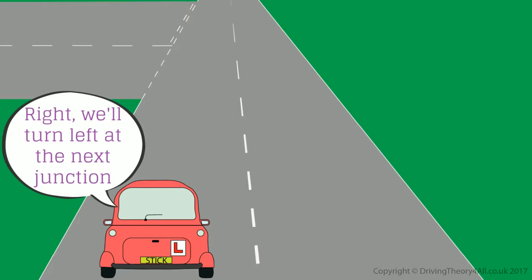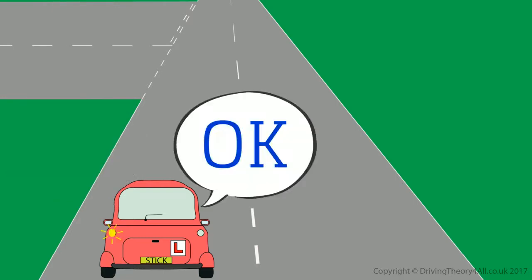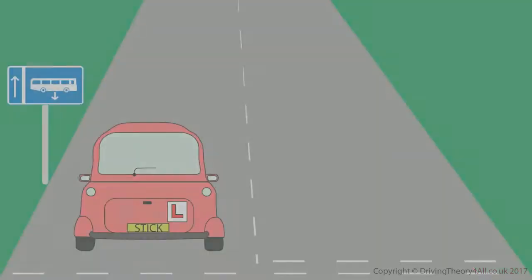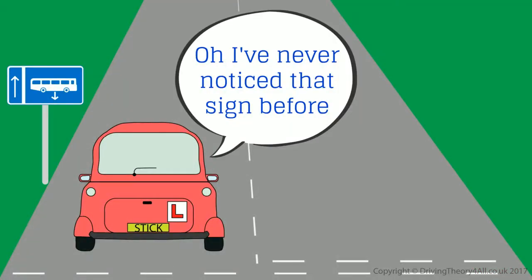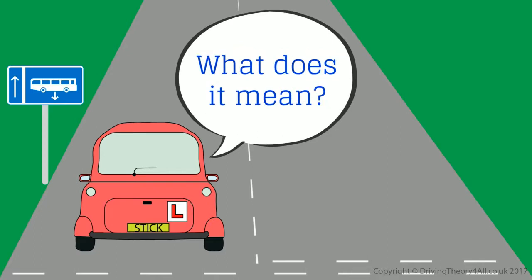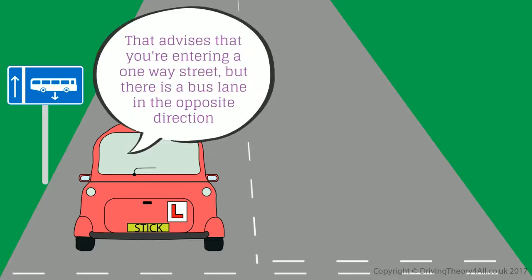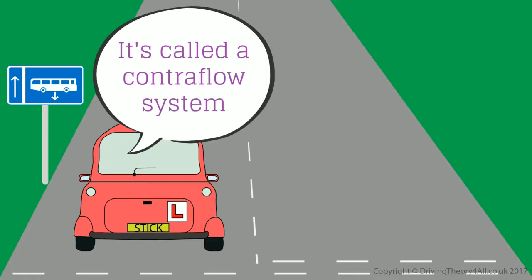Right, we'll turn left at the next junction. I've never noticed that sign before. What does it mean? That advises that you're entering a one-way street, but there is a bus lane in the opposite direction. It's called a contraflow system.